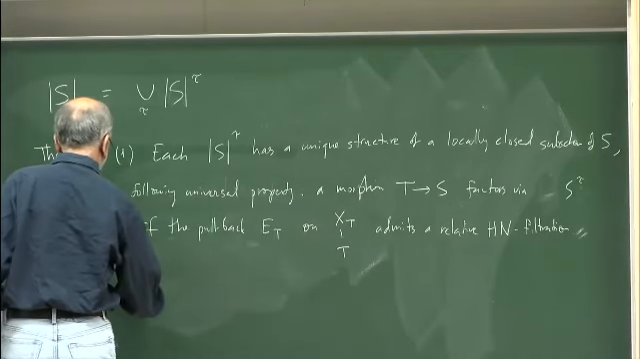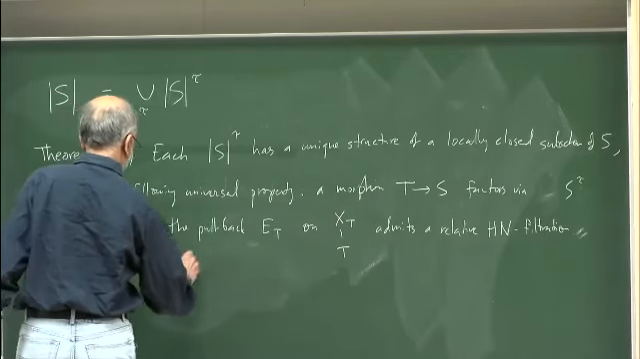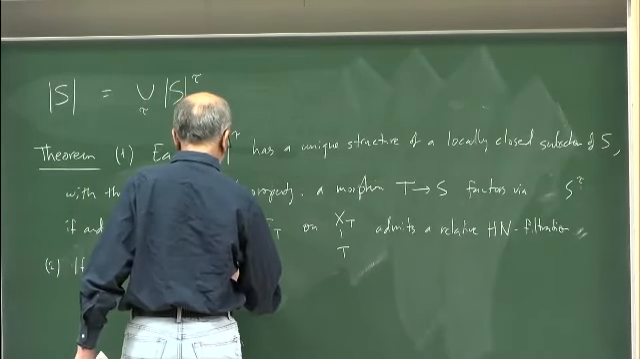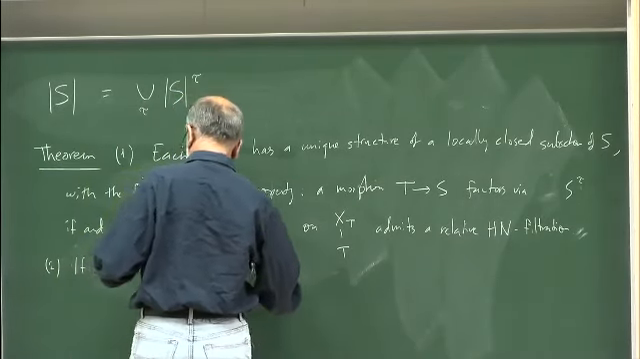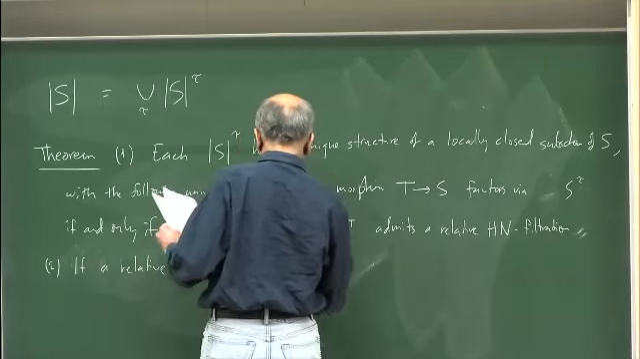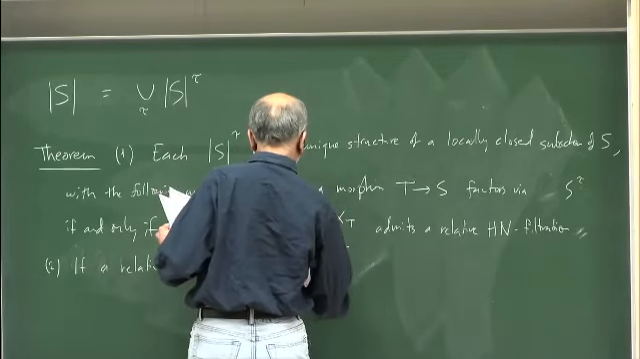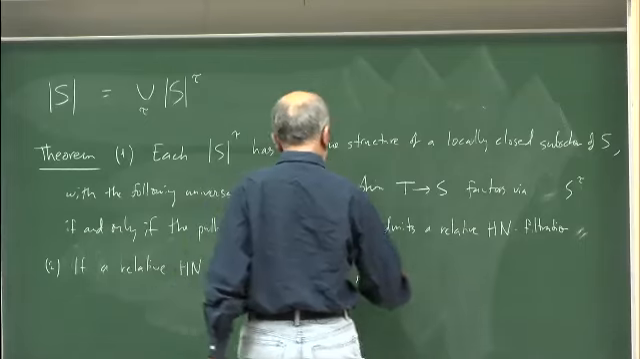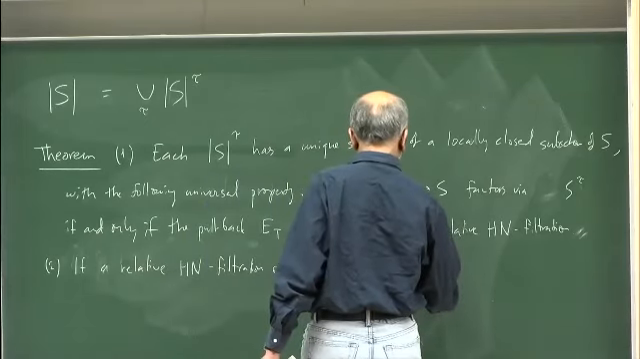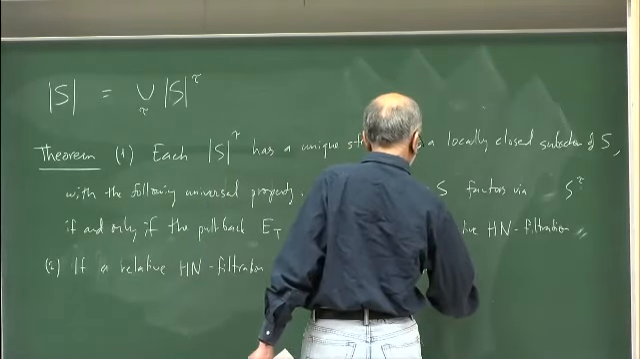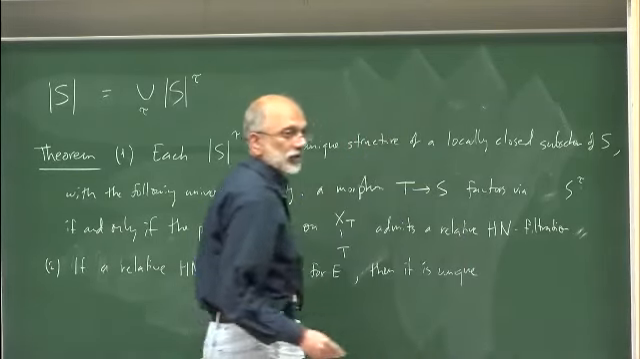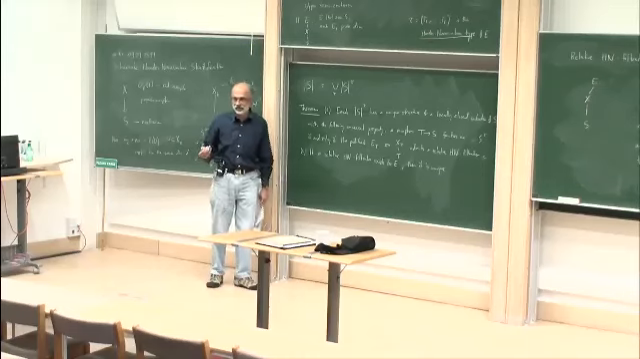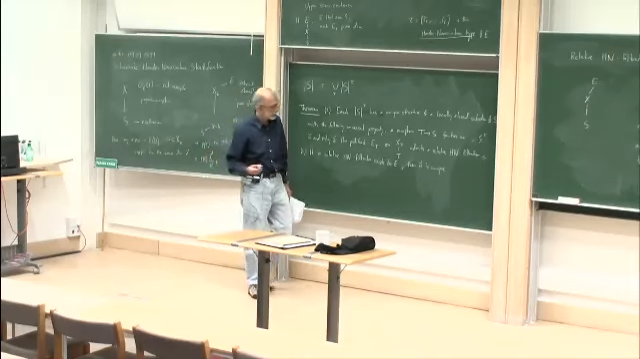Second statement, if a relative HN filtration exists for all T, for all E, then it is unique. So, this in particular means that on each stratum you have such a unique relative Harder-Narasimhan stratification.